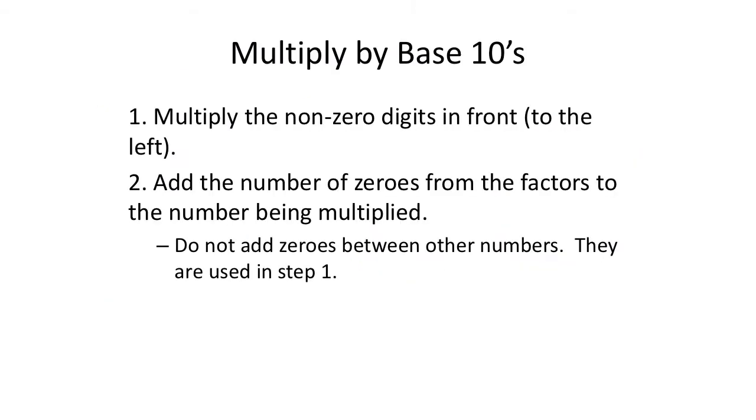So I'm multiplying by base 10s. If you multiply by base 10s, then remember, you're just tacking on zeros at the end.